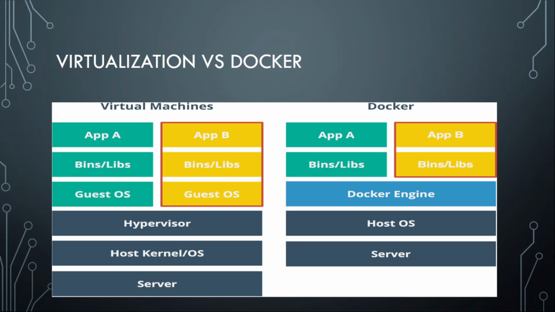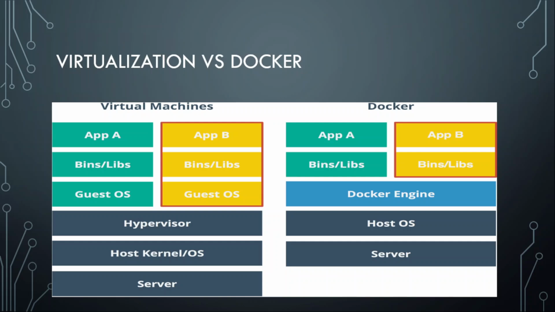You have a hardware server, and on it you have your host kernel or operating system, and on top of it you have the hypervisor. On top of the hypervisor you can have the guest operating systems. They can run Windows, Linux, macOS, and on top of each of these operating systems you have your libraries and binaries, and on top you have the applications that are running. So this is how a virtualization technology works.